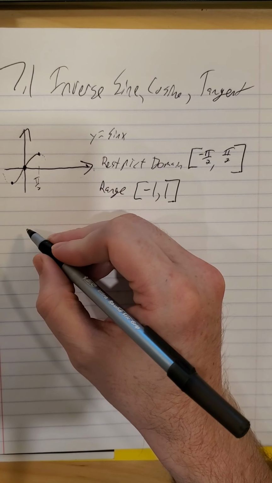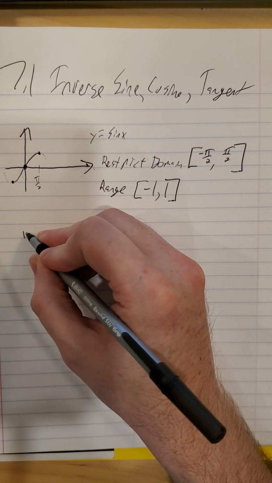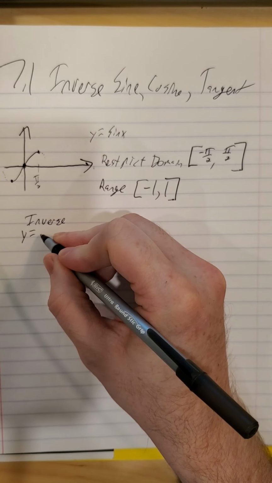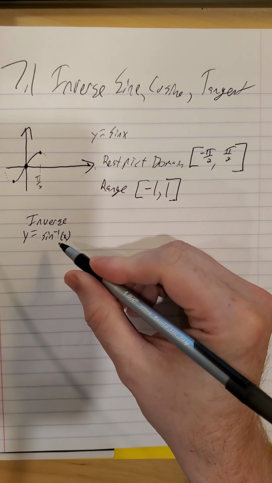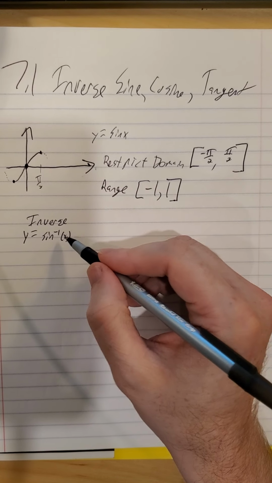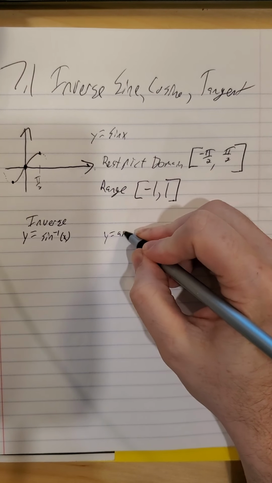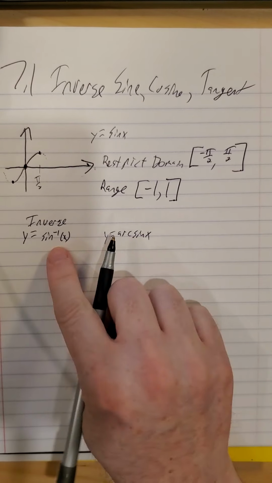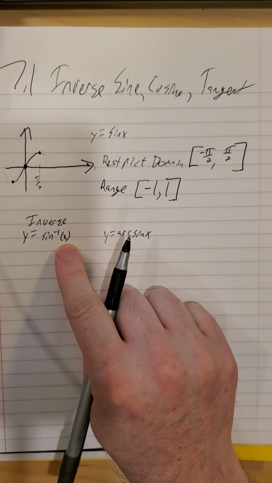So there's two common notations for the inverse. So this is saying the inverse of the sine function. It's also referred to as the arcsine. These both mean the same thing. It's asking you to figure out what angle gave you a sine value of x.